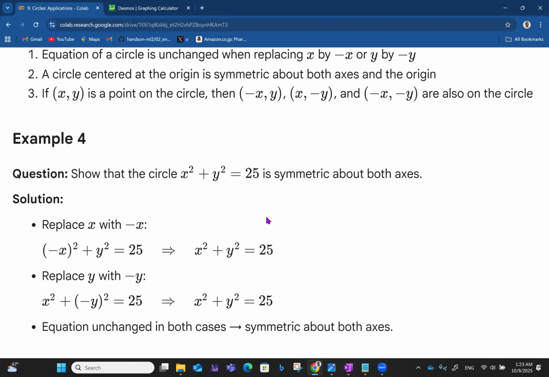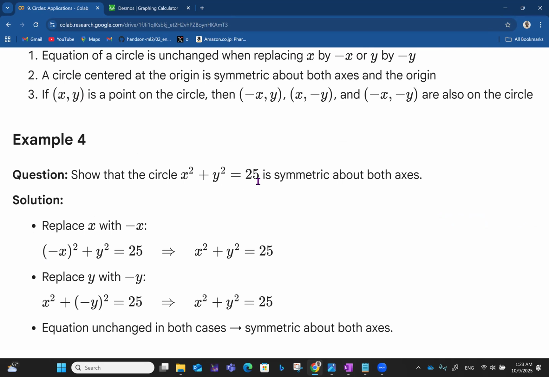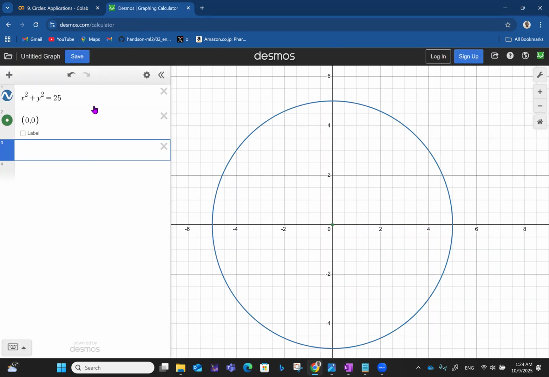So look at this. Show that the circle x squared plus y squared equals 25 is symmetric about both axes, of course. So how do you do that? The circle is x squared plus y squared equals 25. So if you replace x with minus x, that's minus x all squared, which is still x squared plus y squared equals 25. Replace y with minus y. You have x squared plus minus y all squared equals 25. That's still x squared plus y squared equals 25. So anyhow you change it, it's symmetric. So the equation is unchanged in both cases. Symmetric about both axes.